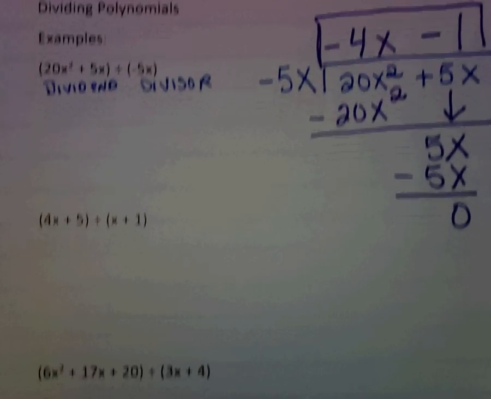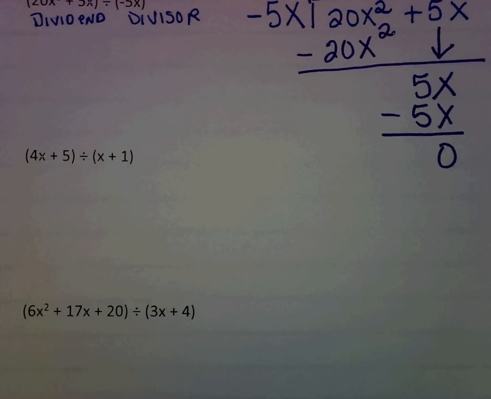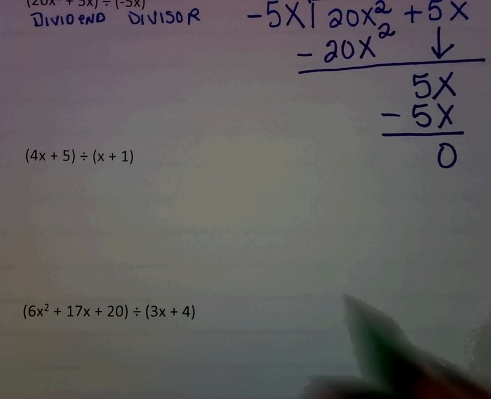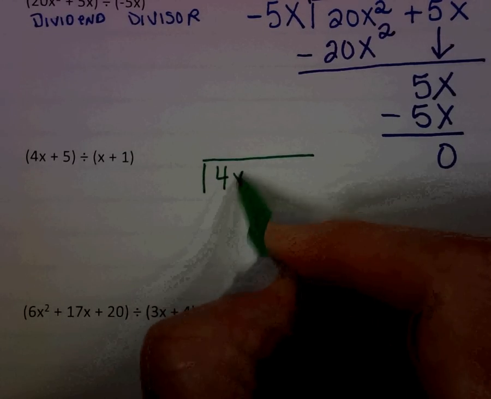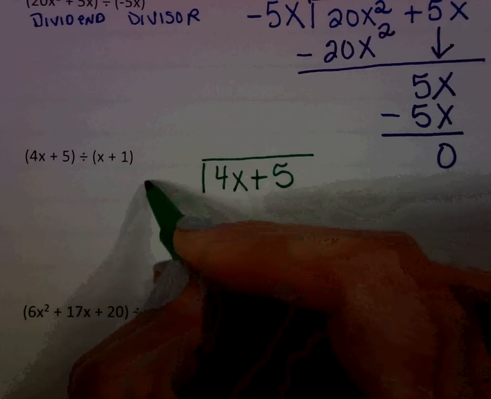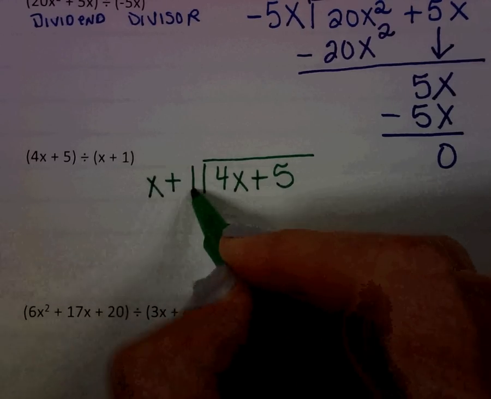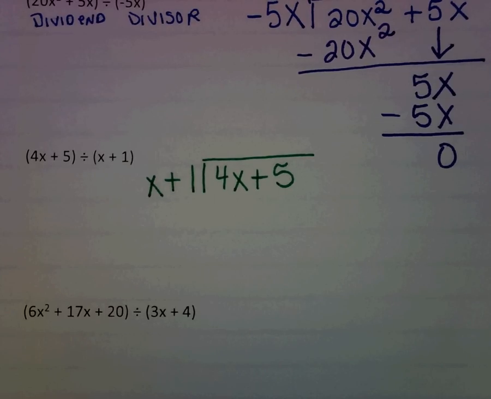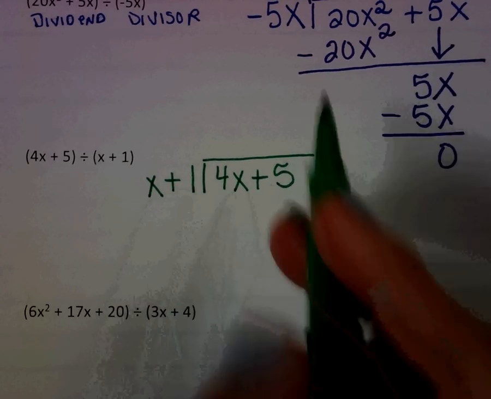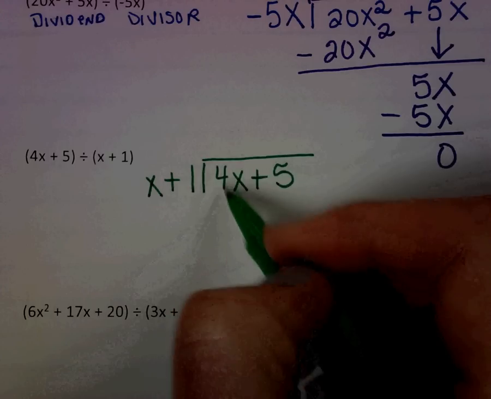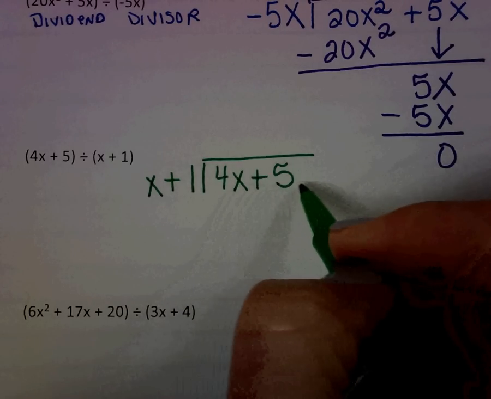Okay, let's look at the next example. The next example is a binomial divided by a binomial. So we're going to go ahead and set up our division problem. Now this one is a little bit tricky here. This is a binomial, so a binomial can't just go into 4x. It has to go into 4x plus 1.